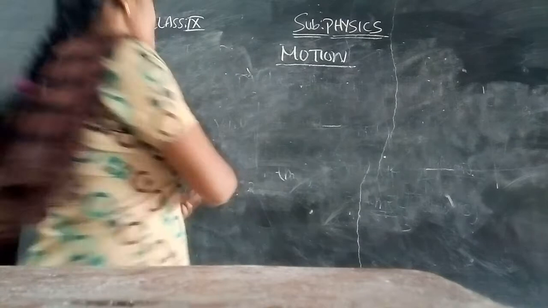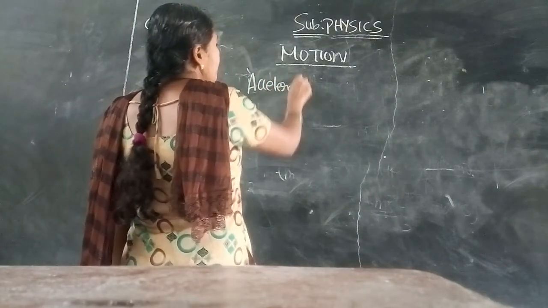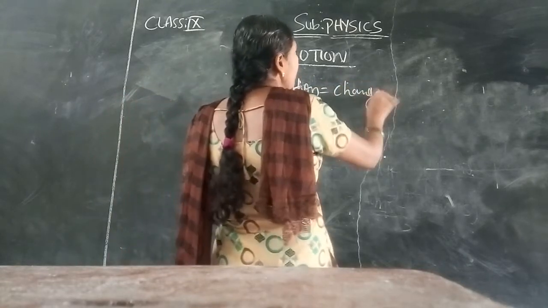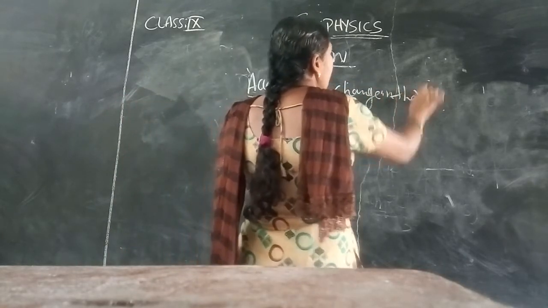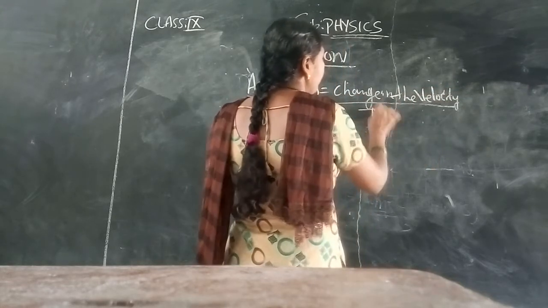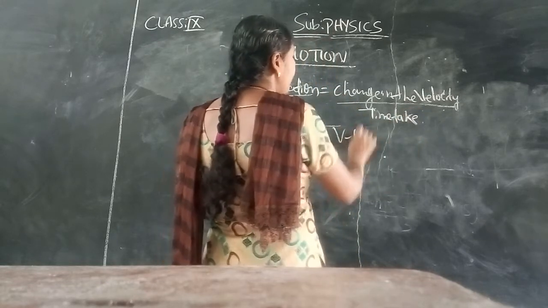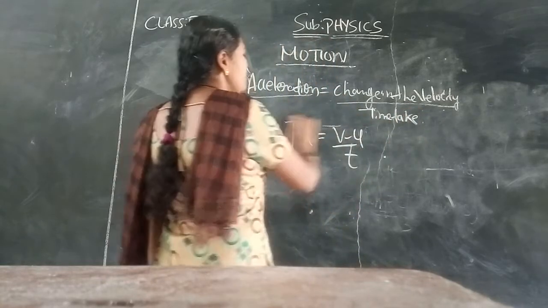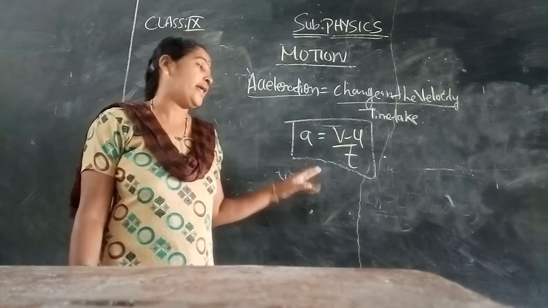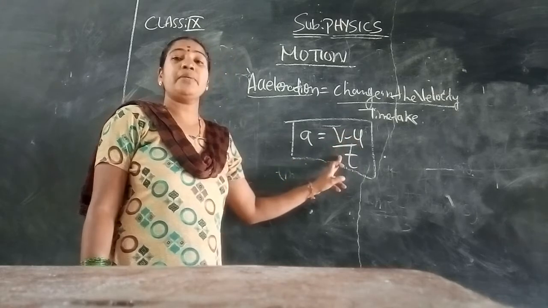What do you mean by acceleration? Acceleration is nothing but the change in the velocity by time taken. Acceleration formula is change in the velocity divided by time taken, that is nothing but v minus u by t. A is equal to (v minus u) by t. We have learned this formula. A is equal to (v minus u) by t, where v is the final velocity, u is the initial velocity, and t is the time taken.